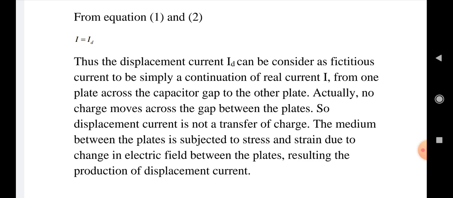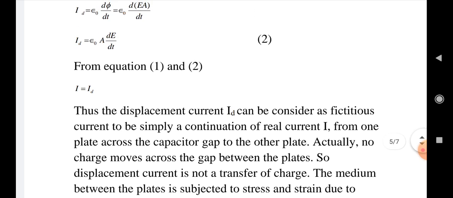No charge moves across the gap between the plates. So the displacement current is not a transfer of charge. The medium between the plates is subjected to stress and strain due to the change in electric field between the plates. The result is the production of displacement current.